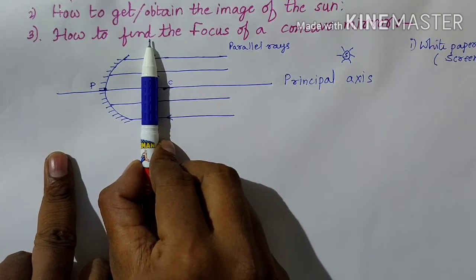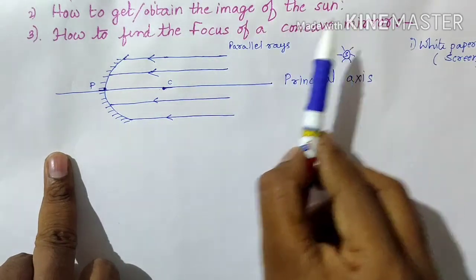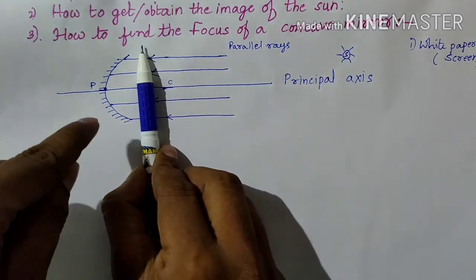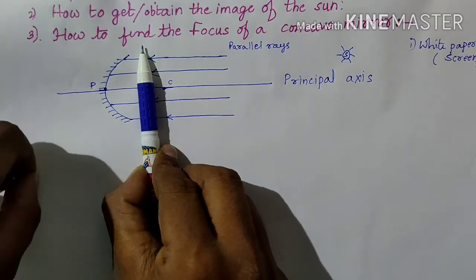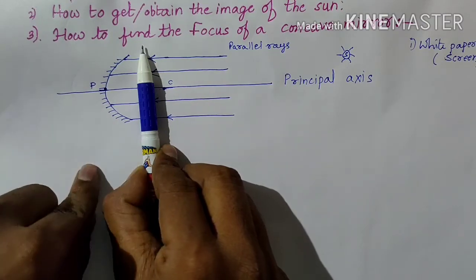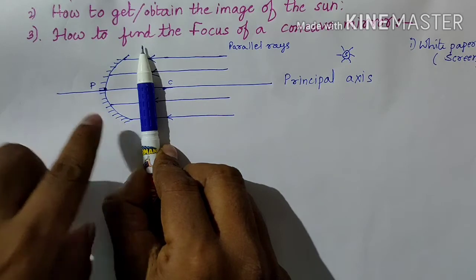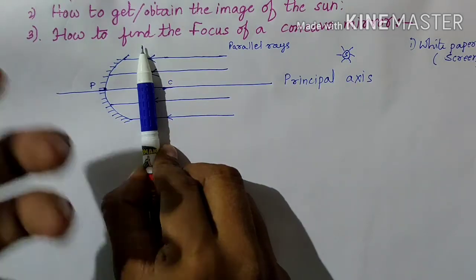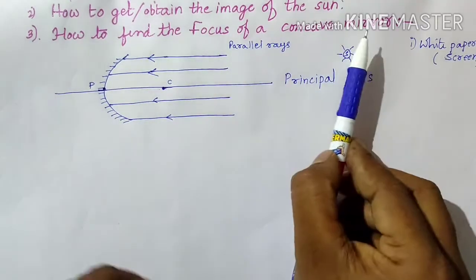So here what is that? The smallest, brightest spot is nothing but the image of the sun. And the point at which the smallest, brightest image of the sun is found is called the focus of this concave mirror. So in this way we can find the image of the sun and we can find the focus of a concave mirror.